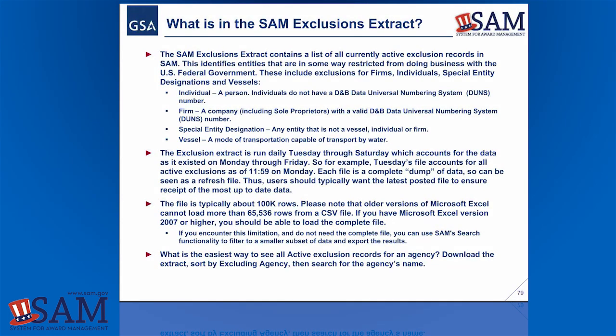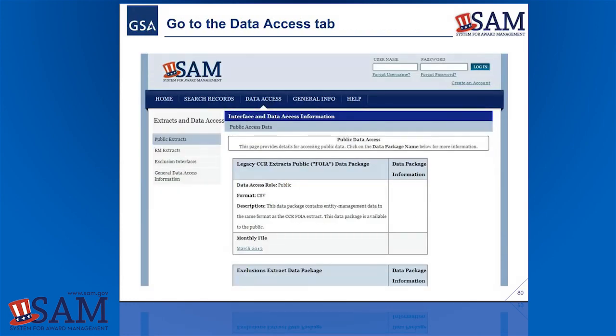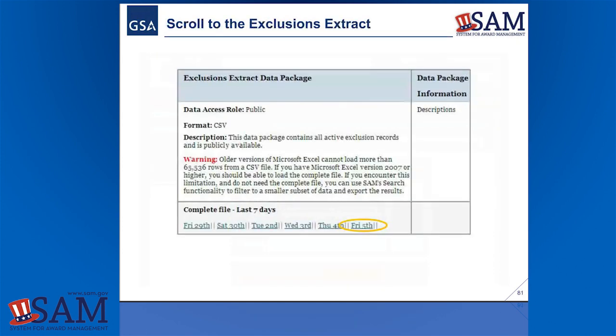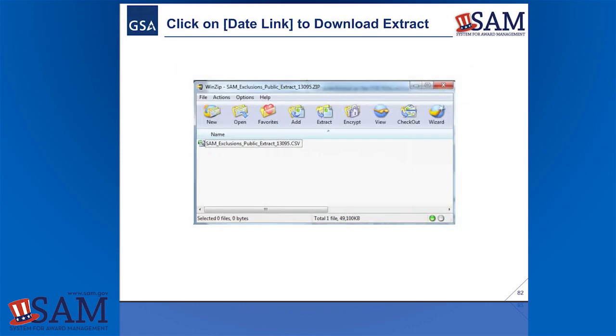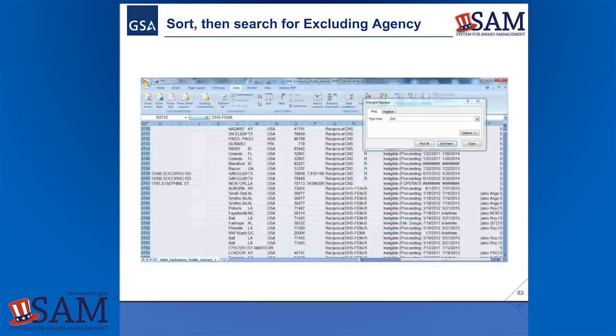To find that, you actually don't have to be logged in for this one. You can just go to the Data Access tab. The second box on the page is this Exclusions Extract data package. You've got 7 days' worth of data, and you can download whichever one you want. If you're looking for change records, you would have to compare the two, but on the whole, the most recent one will give you the most recent snapshot of the database and what it contains in terms of active exclusions. Click the link, download the extract, open it up, and then you can search within it and sort within it, and it is another way of doing it.